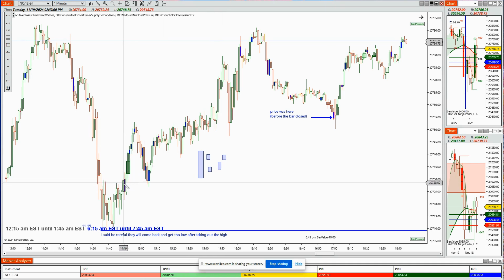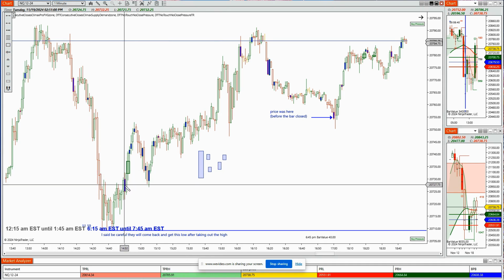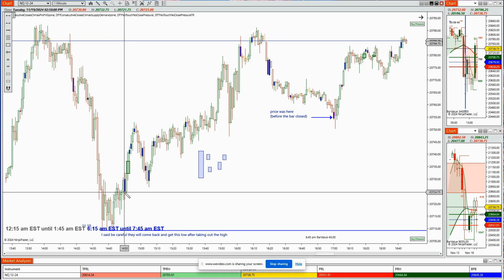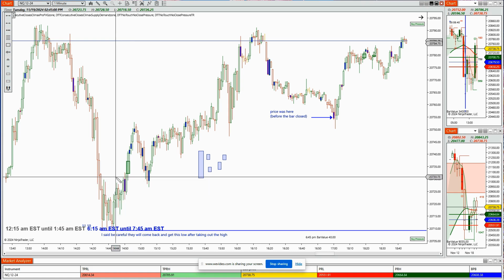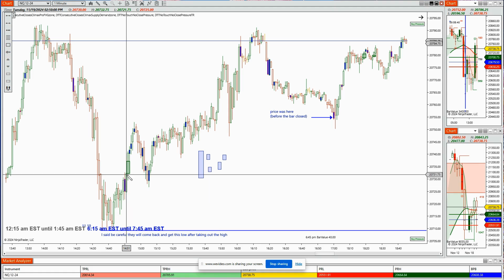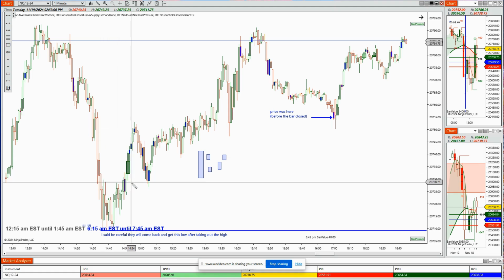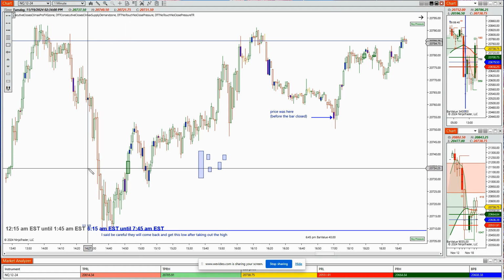Now, again, here are the blue bars. When the bar closes, it turns blue. That can either be a sell or a buy. You just have to put context to it. Make sure everything that I'm telling you, you have context. Really important.